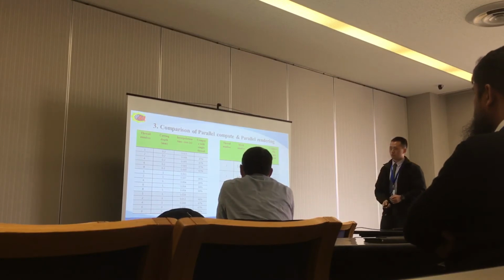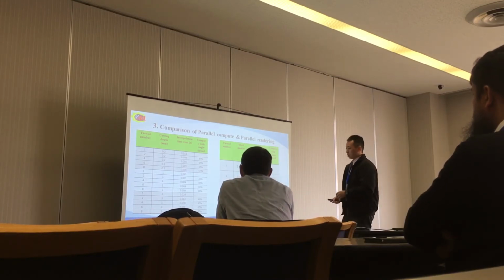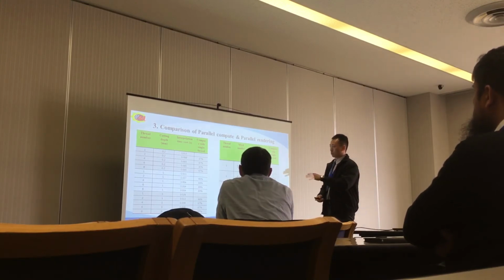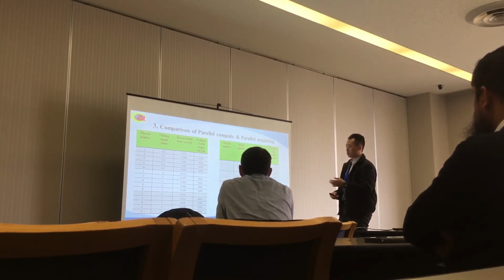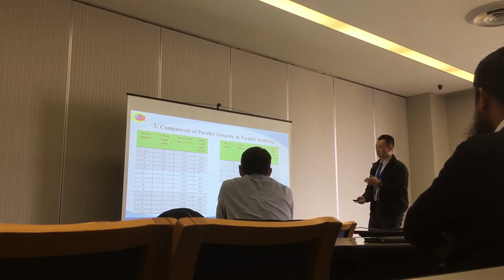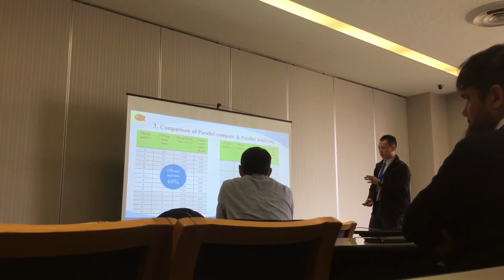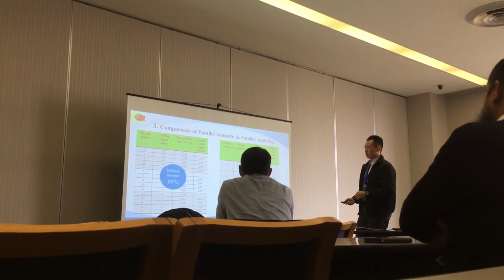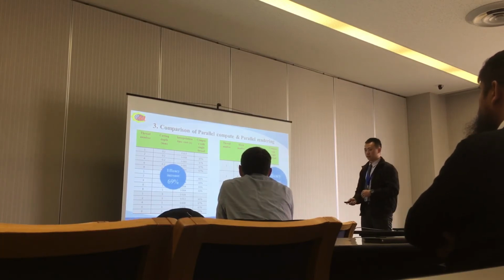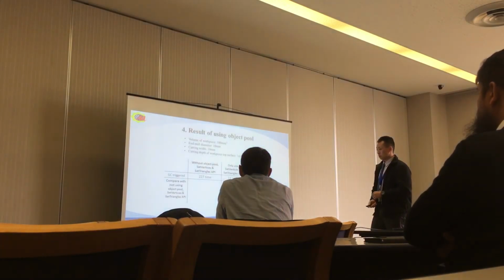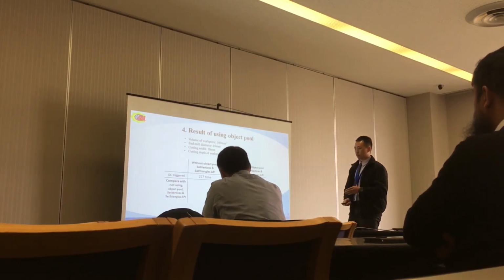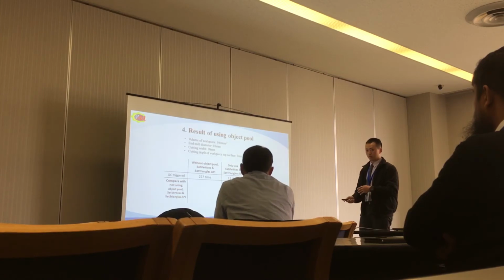So now we're talking about the comparison between before we use parallel computation and after we use the parallel computation. After we use the parallel computation, we could increase the efficacy about 69%. And after we use the parallel rendering, we could increase the efficacy about 98%. And the results showing using and not using the object pool: after we use the object pool, we could increase the efficacy about 98%.